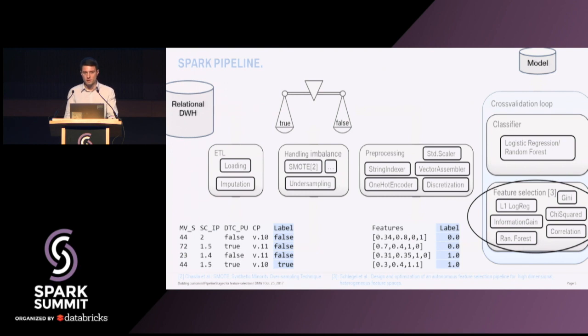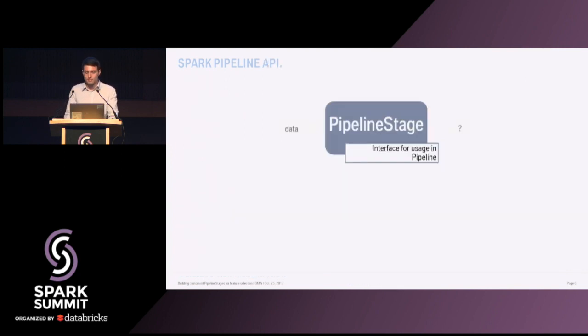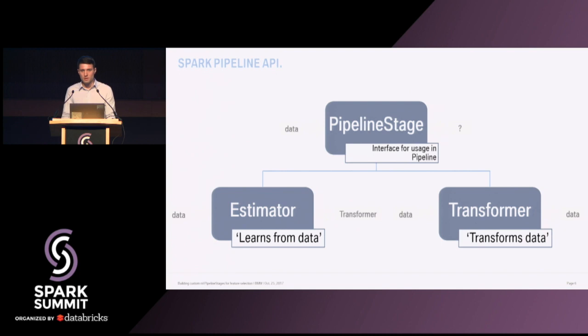For those of you who have never used the Spark ML library, and especially the pipeline API, I would like to give you a quick introduction. The most important interface is the pipeline stage, which bundles transformers and estimators. A transformer is a pipeline stage that takes data and transforms it somehow, and the estimator takes data, learns something from it, and then returns a transformer. So there's always a transformer for an estimator, but there might not be an estimator for a transformer because you can just have fixed transformers, for example, the vector assembler.